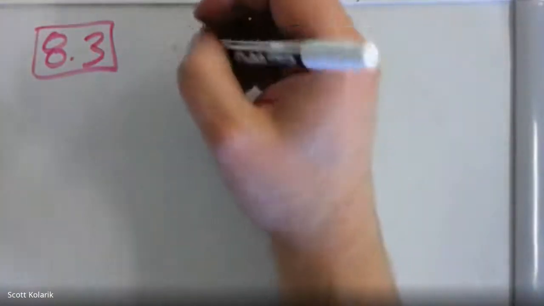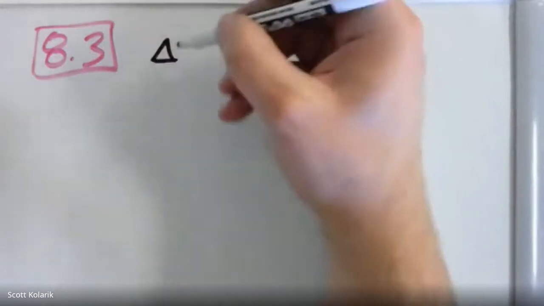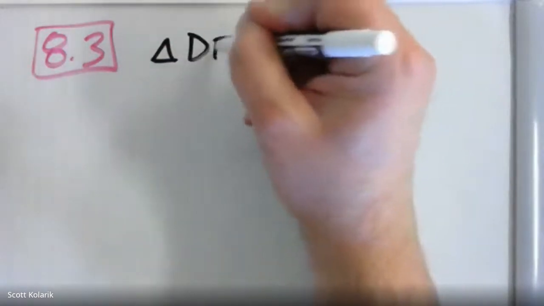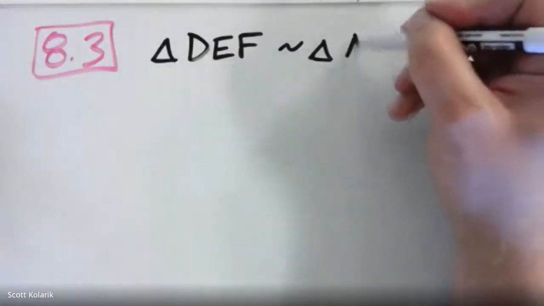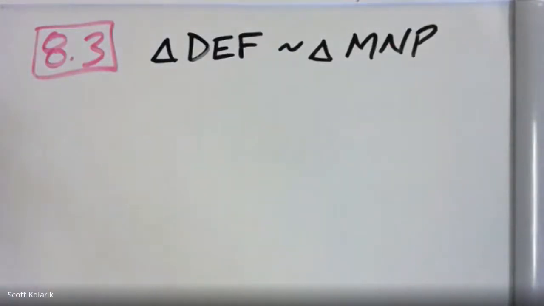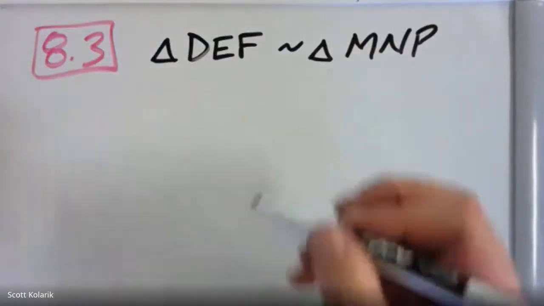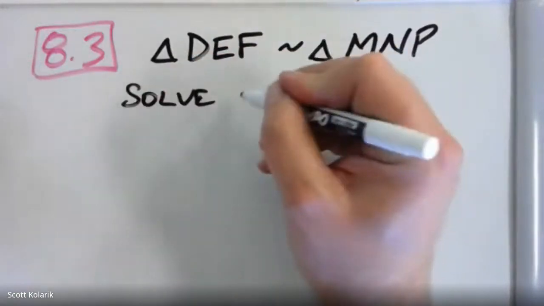Okay, so in this case, you are going to be told that you have similar triangles again. These ones are going to be DEF. It's going to be similar to triangle MNP. Or you'll be told that two figures are similar to each other. And then you're going to be asked to solve for a given variable.